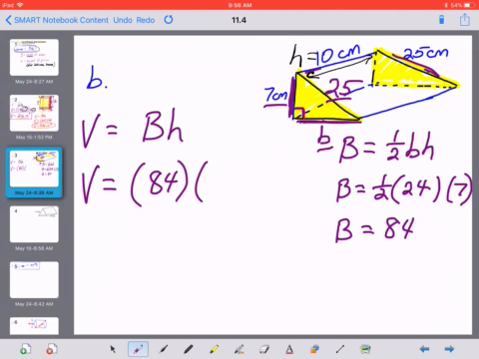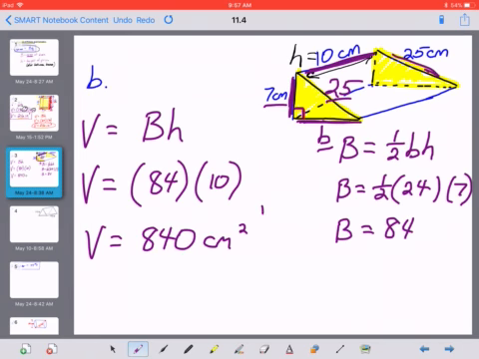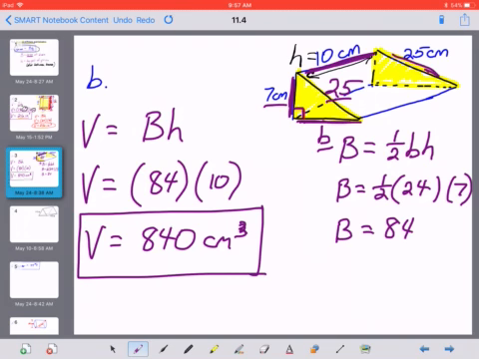The height then, we said, is the distance between those 2 bases, so that height is going to be 10. And the volume of this triangular prism then is going to be 840 cubic centimeters, because we're talking about volume and not surface area.